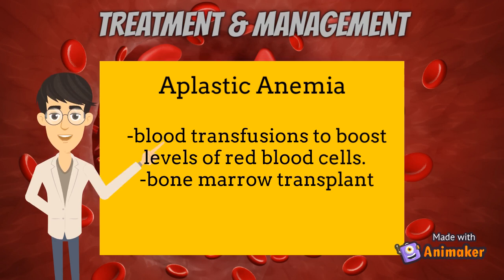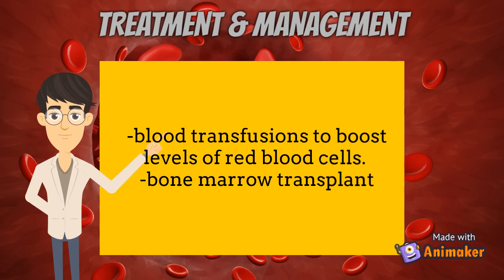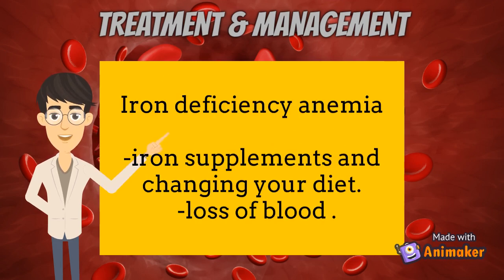First, aplastic anemia. Treatment for this anemia can include blood transfusions to boost levels of red blood cells. One might need a bone marrow transplant if their bone marrow can't make healthy blood cells. Treatment for iron deficiency anemia usually involves taking iron supplements and changing your diet. For some people, this might involve receiving iron through a vein. If the cause of iron deficiency is loss of blood, other than from menstruation, the source of the bleeding must be located and the bleeding stopped.